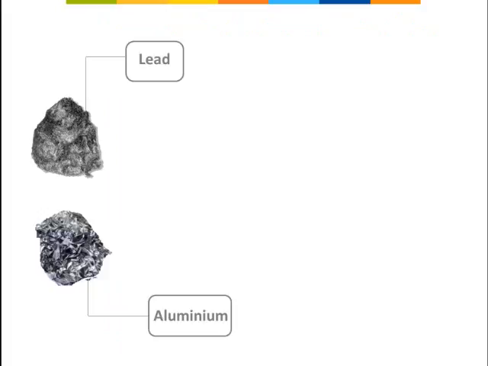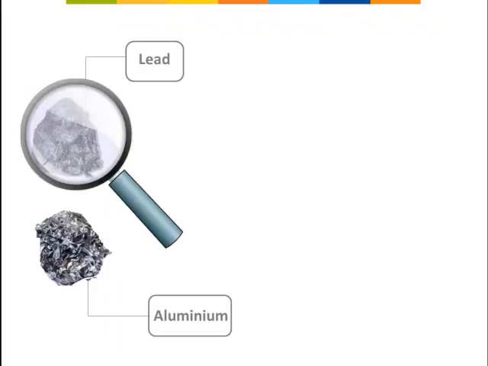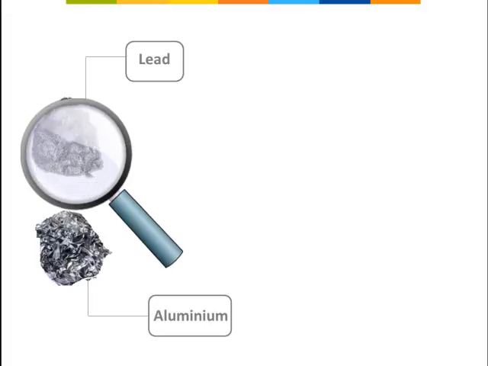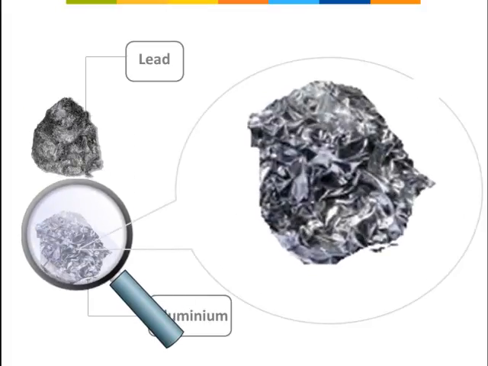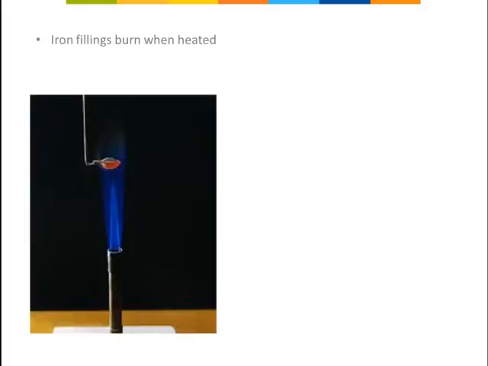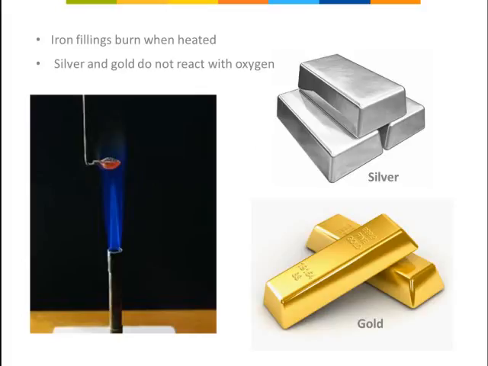Metals such as magnesium, aluminium, zinc, lead, etc. are covered with a thin layer of oxide at ordinary temperatures. This prevents the metal from getting further oxidized. On heating, iron metal does not burn, whereas iron filings do burn. Silver and gold do not react with oxygen even at high temperatures.